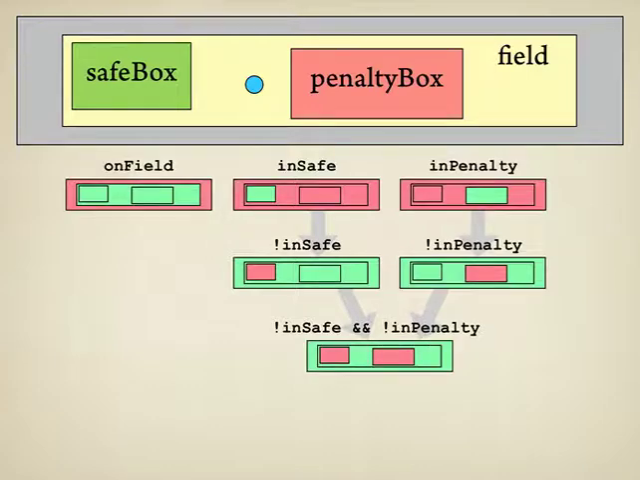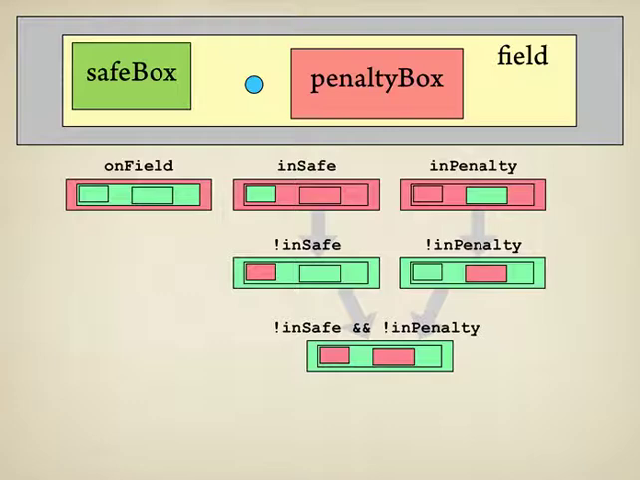The result is anything that's red in either picture is red in the result. Let's think about this linguistically. Not in safe and not in penalty. Well, we're not in the safe box and we're not in the penalty box. Sure enough, that's true everywhere that we're not in the safe box and we're not in the penalty box. We're almost there because these are the regions we want to avoid.